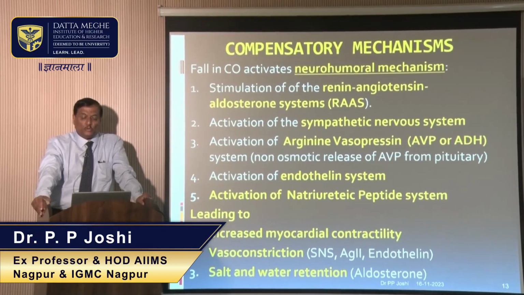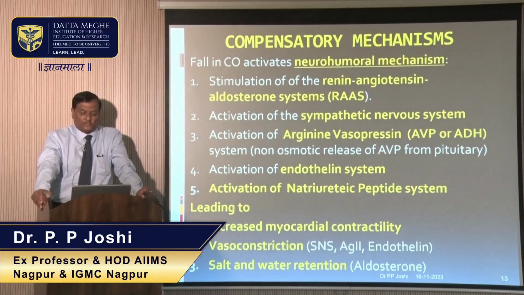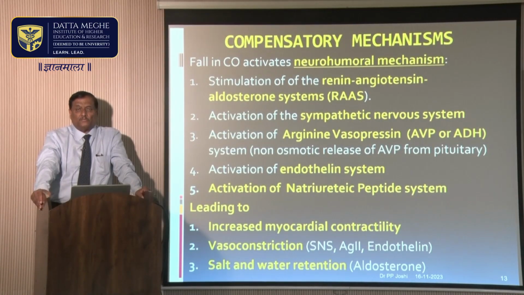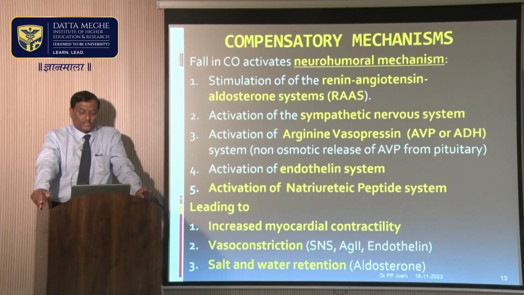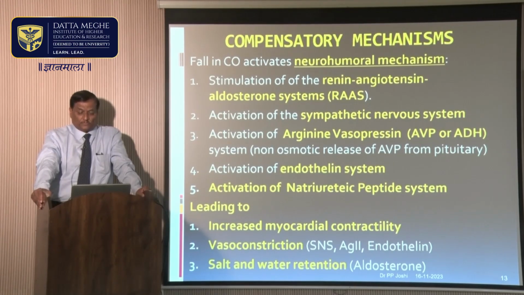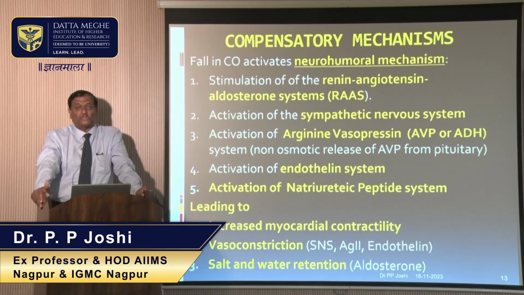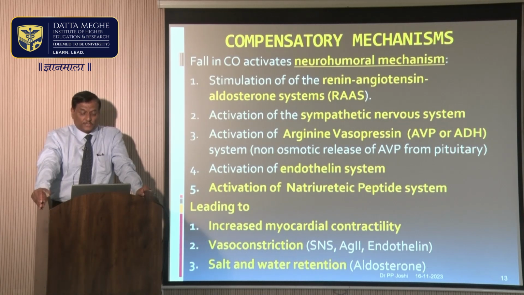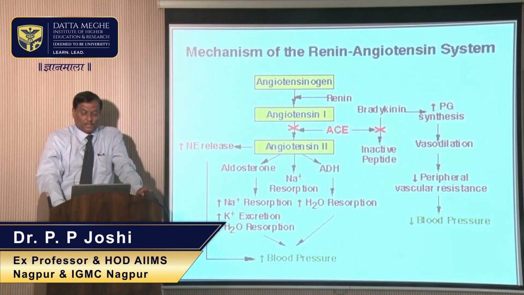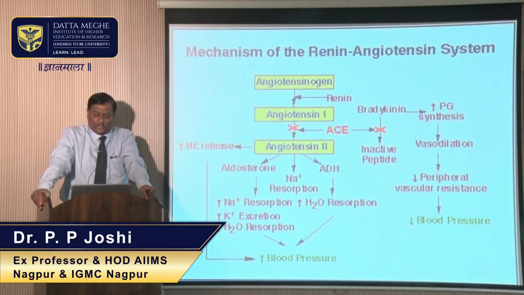The most important neurohumoral compensatory mechanisms include stimulation of the RAS system, which is called the renin-angiotensin-aldosterone system, activation of the sympathetic nervous system, activation of arginine vasopressin or ADH, which is a hormone released from the posterior pituitary, activation of the endothelin system, and activation of the natriuretic peptide system, which leads to increased myocardial contractility, vasoconstriction, and salt and water retention. Now let us see what activation of RAS means.